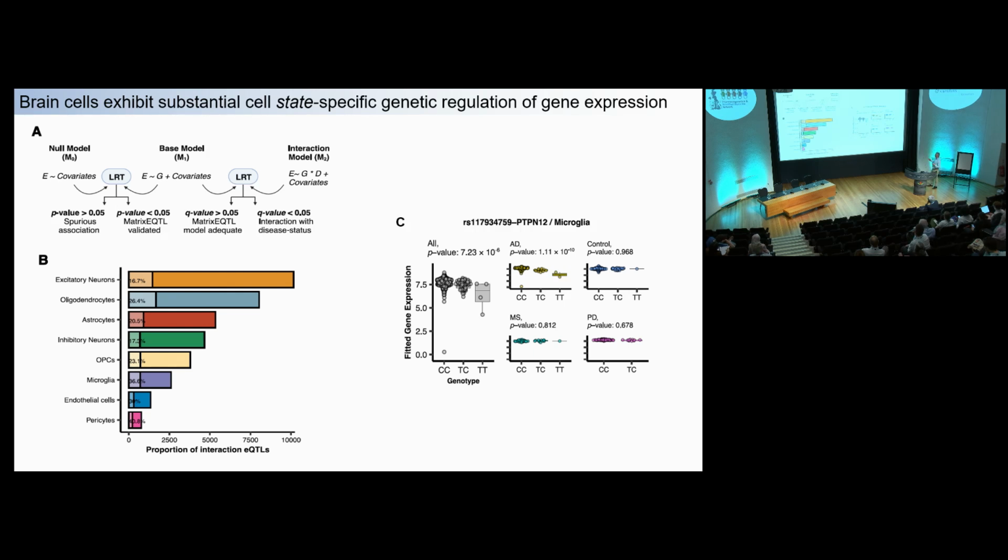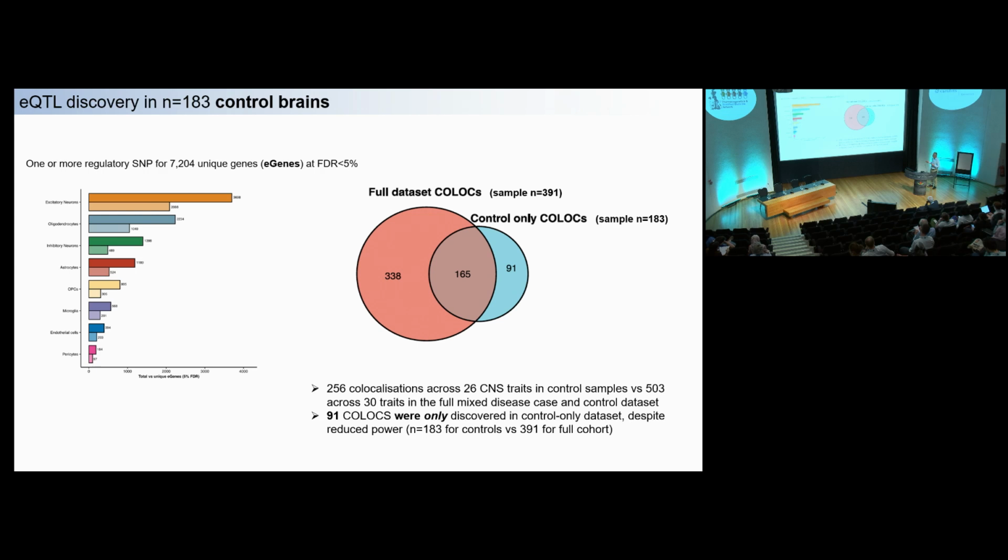That can be seen more clearly here, where if, for example, we look at the relationship between this SNP and the expression of this gene in microglia, looking across all of the mixed disease case and control samples, we see that we've got a significant eQTL association of 10 to the minus 6. But when we look at the individual cell types, we see that this association is almost entirely being driven by the Alzheimer's disease samples. So we thought it was sensible to only proceed with the control samples.